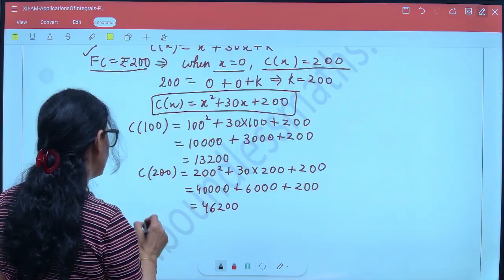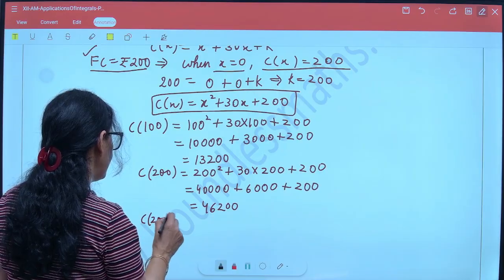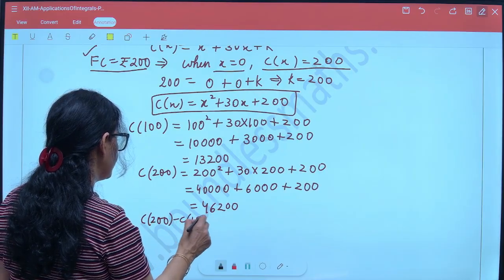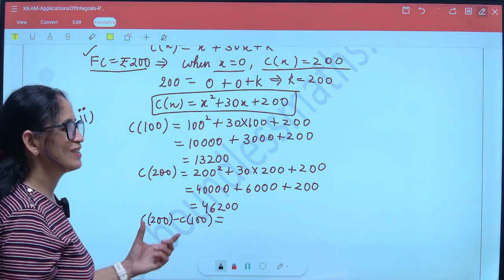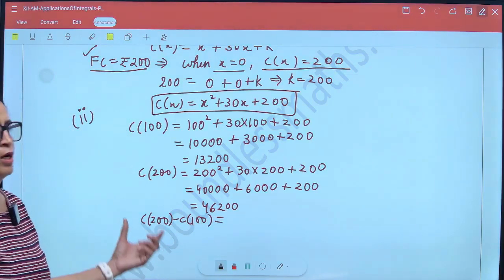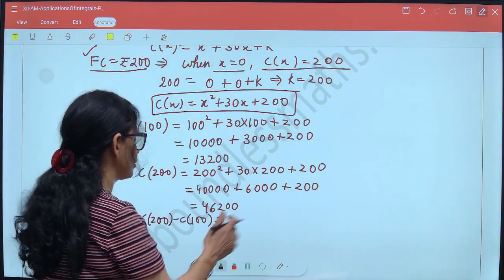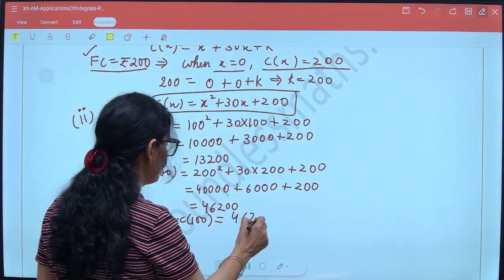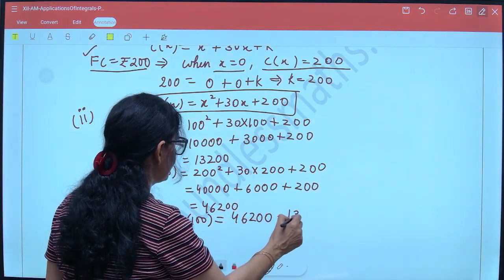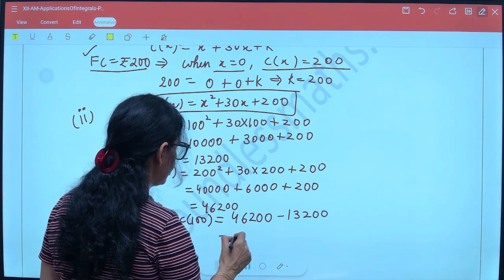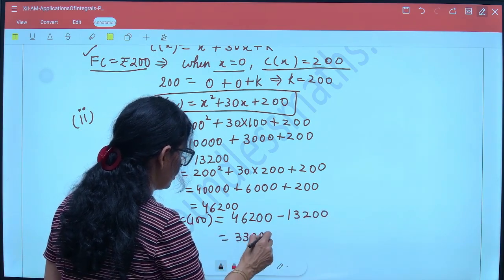Eventually the difference between the two values that we just calculated is what we need. This is the increase in the cost when the production is increased from 100 to 200 units. So this is the cost involved. That means this is equal to 46,200 minus 13,200, and that comes out to be 33,000.